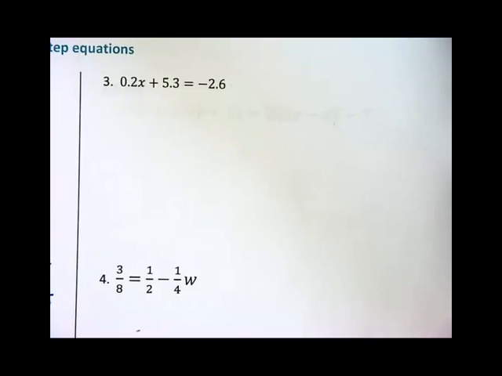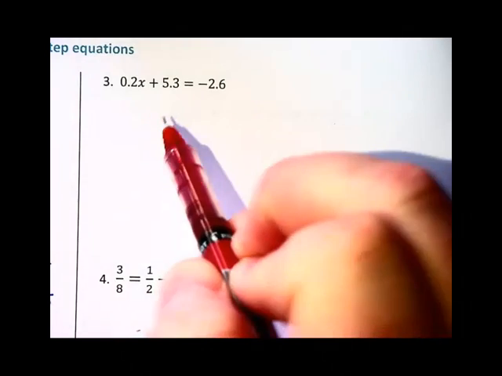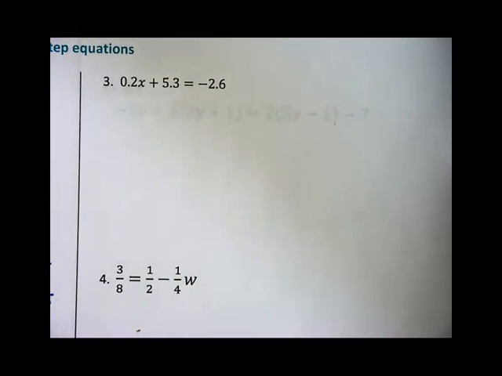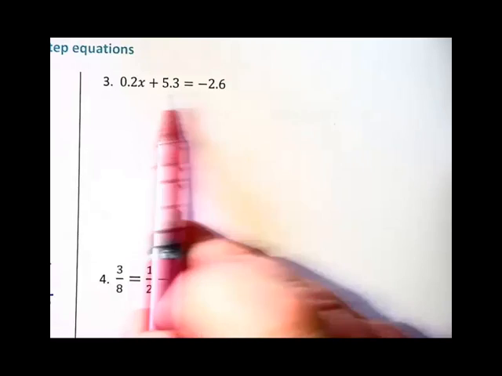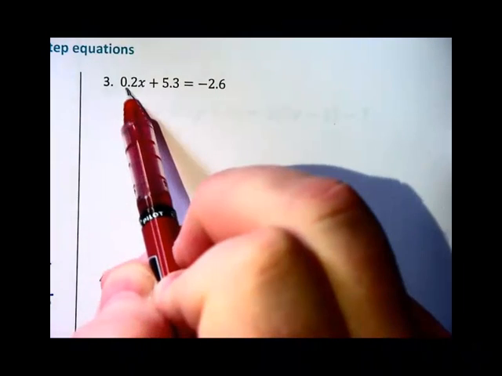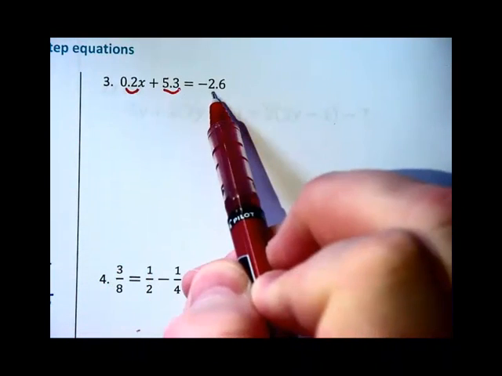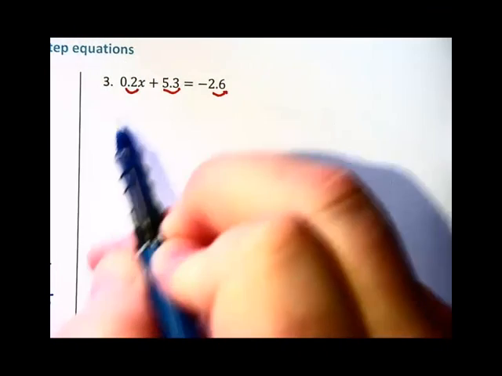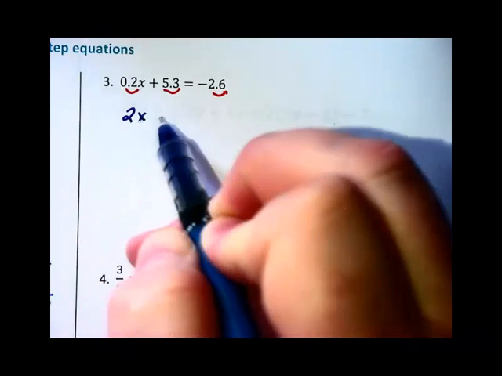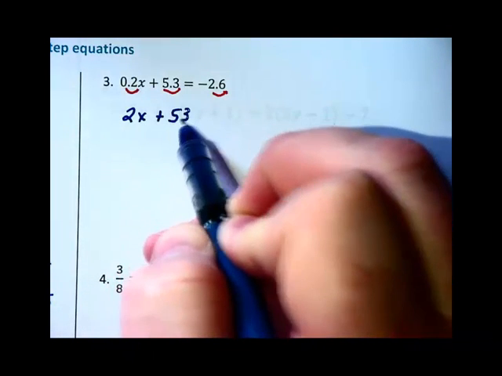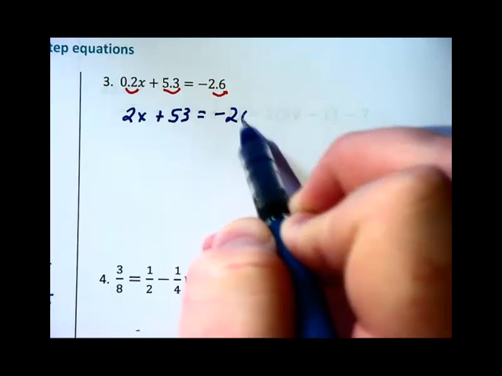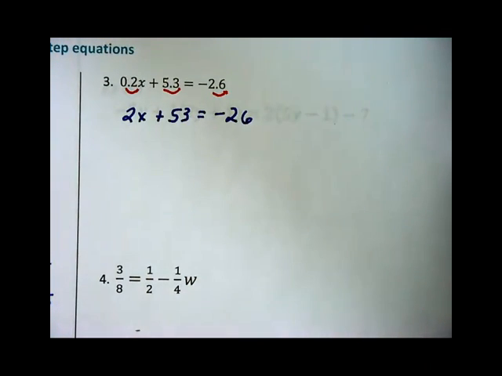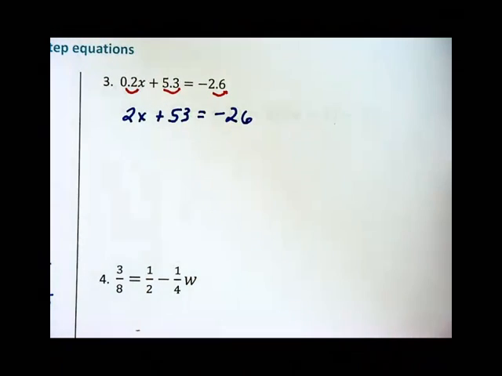Moving on to number 3 here. We see decimals, but we're not going to let that scare us. Since there's only one digit after each decimal, I'm going to multiply through by 10 on each side of the equation. Multiplying through by 10 will remove the decimal and give us 2x plus 53 equals -26. And therefore, there's no more decimals to deal with, and everything's nice and clean.